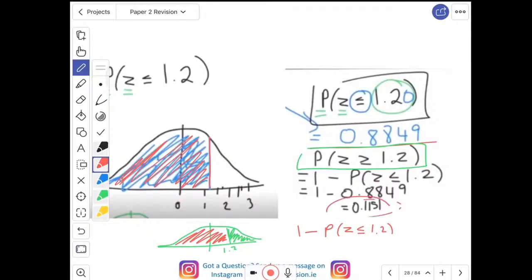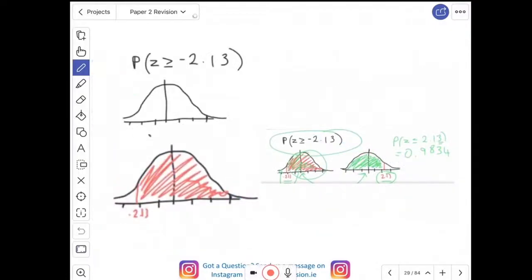If we look at one more example of this then, let's say we're being asked to work out the probability that Z is greater than or equal to minus 2.13. So the easiest way to imagine this is to say to yourself, okay, I'm going to draw my diagram and I'm trying to work out minus 2.13. So it's going to be down here somewhere. And we're trying to work out all of this.